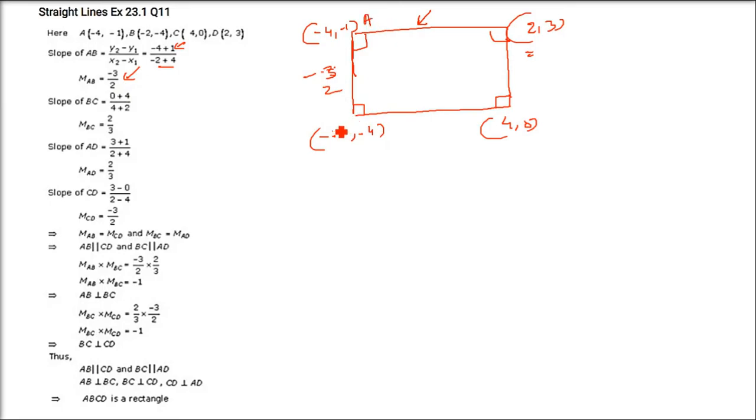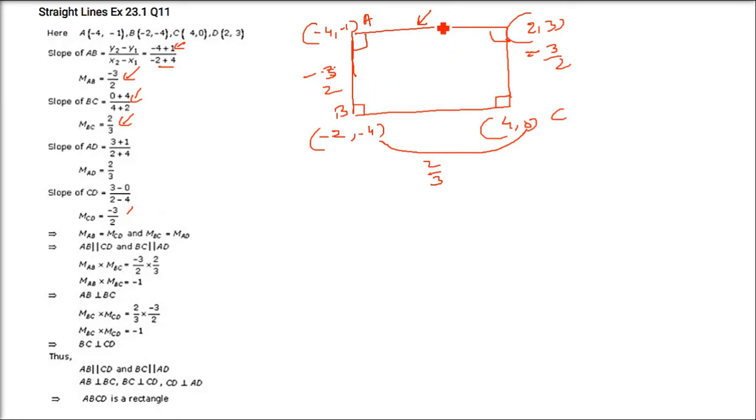So this is A, this is B, this is going to be C, and the other one is going to be D. So now what is the slope of BC? 0 minus of -4 divided by 4 minus of -2, that is going to be 2/3 again, 2/3. Now this one, CD. So this is 3 minus 0 by 2 minus 4, or you can do 0 minus 3 by 4 minus 2. So you are going to get this as -3/2.